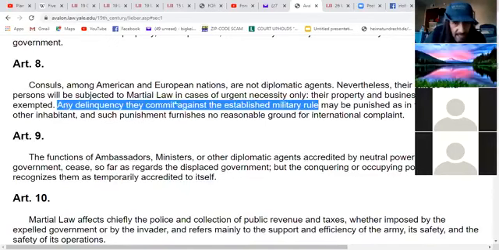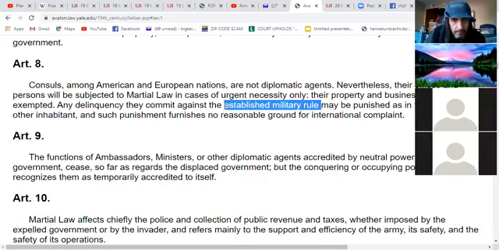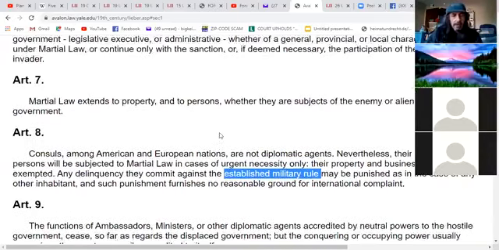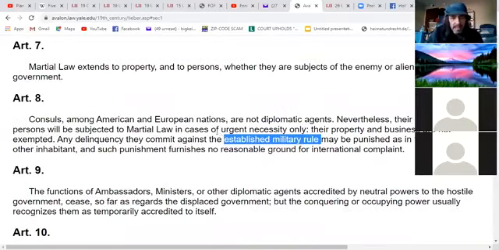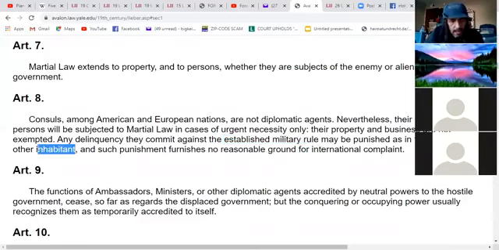Any delinquency they commit against the established military rule. You're looking at it right here. Military rule. The Lieber Code. Under UN, UN enforces the Lieber Code in 180 different countries. May be punished as in the case of any other inhabitant. Guess what? Common law.